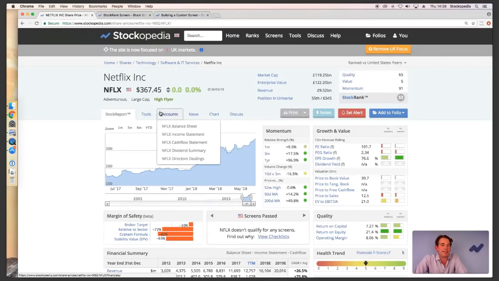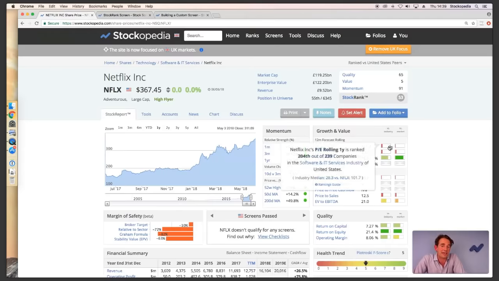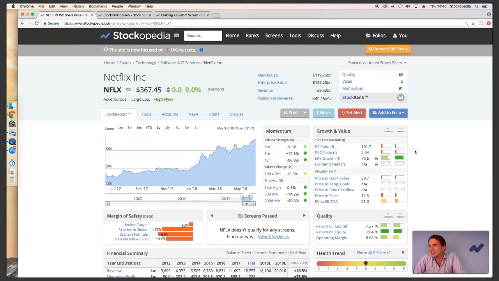It's no surprise to me that this is a high flyer. This is a classic. Sometimes you can just think of a stock and go, okay, Facebook, high flyer, Amazon, high flyer, Netflix, high flyer. These are FANG stocks. And you can see that the value rank is very, very low. That means it's super expensive. If you look at the ratios down here, it's on a P/E ratio of 100. If somebody said to me, do you want to buy a stock on a P/E ratio of 100? I would say no, I don't want to.